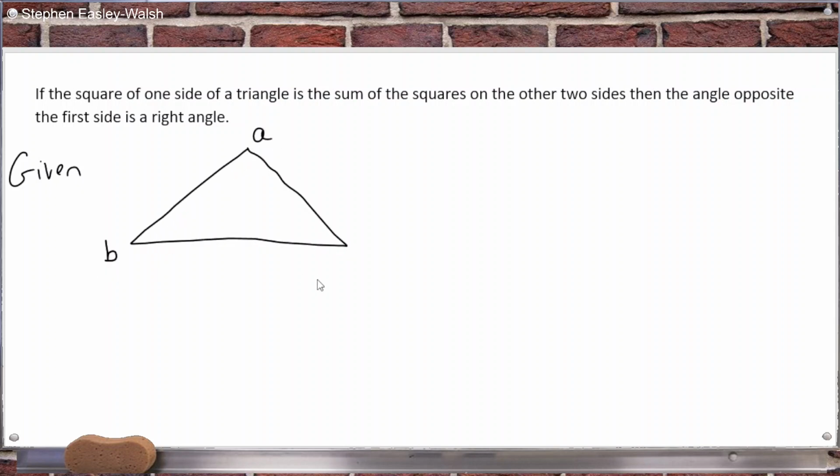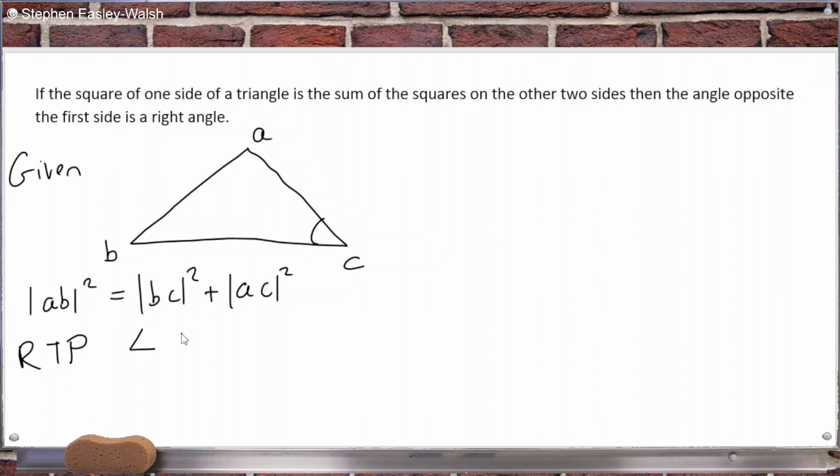A, B, C, and the square of one side, so we'll just say you're also given the fact that AB squared equals BC squared plus AC squared. Then we're required to prove that this angle here, the angle ACB, is 90 degrees.